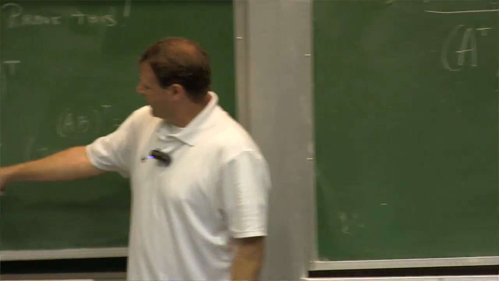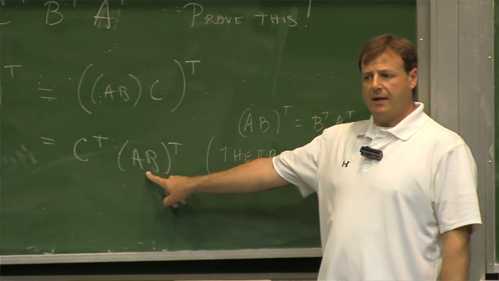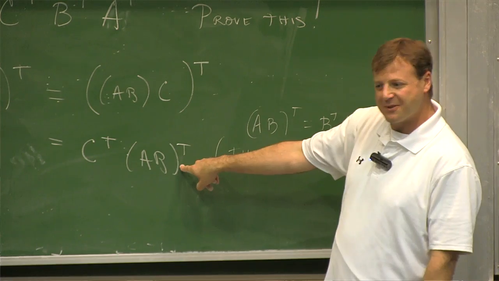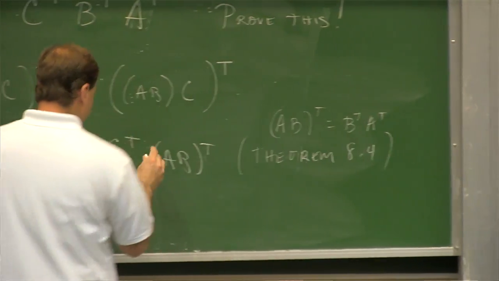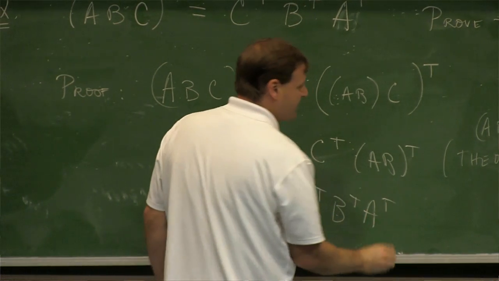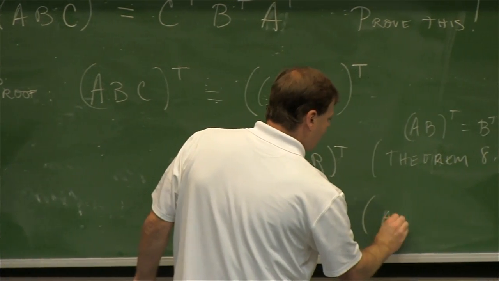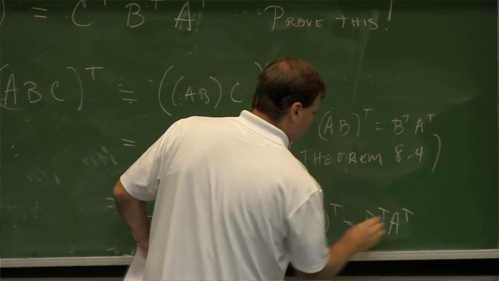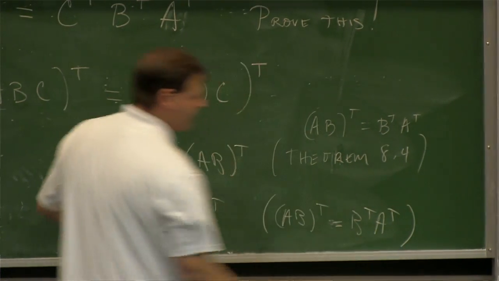Okay, but look, can't I do the same thing here? You have a fact that says AB transpose equals B transpose A transpose. So now I have one more step here. This is equal to C transpose B transpose A transpose. Again, because AB transpose equals B transpose A transpose. See, I justified my step.